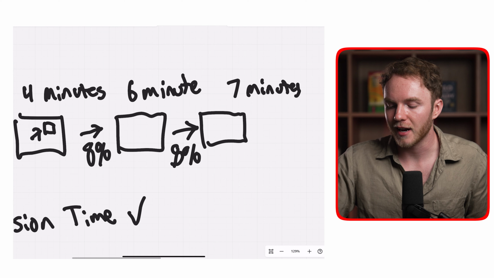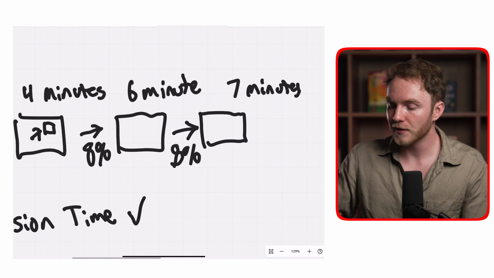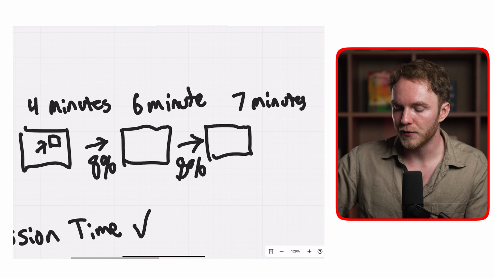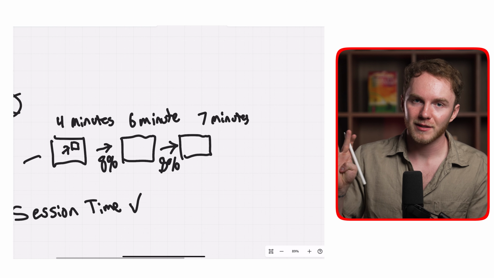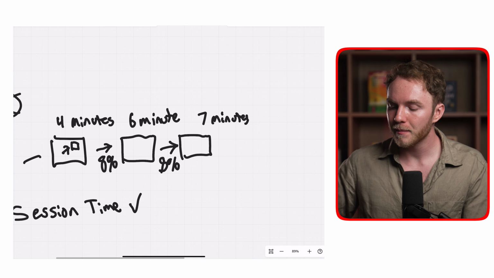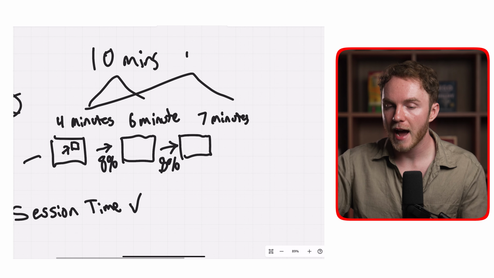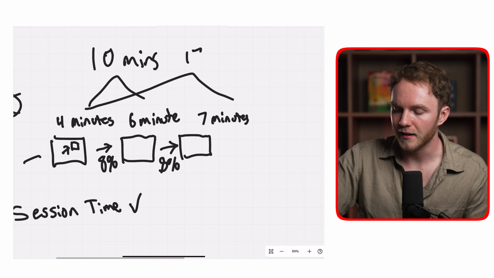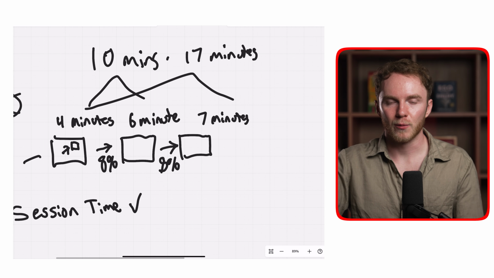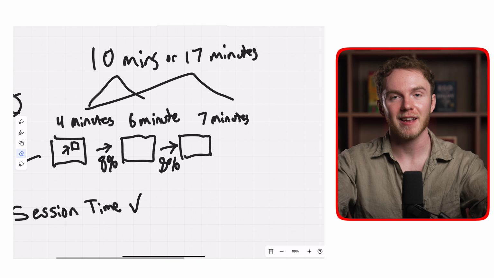Now the average session time has gone up for a small percentage of viewers, not everyone, but a small percentage of viewers has gone up from 4 minutes for everyone to having some people have an average of 10 minutes. And then the other set of people have an average of 17 minutes, which is just ridiculous. That is insane in YouTube terms.